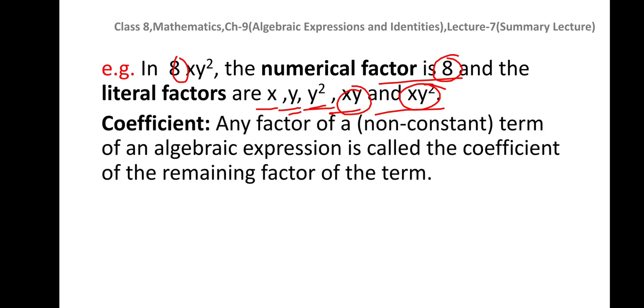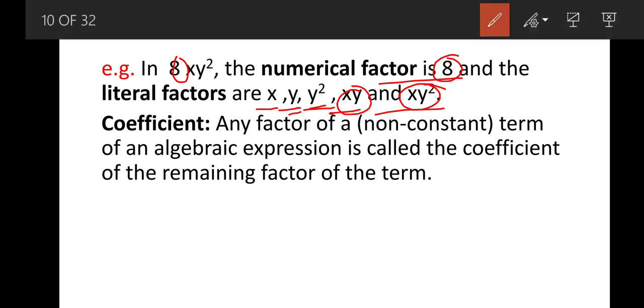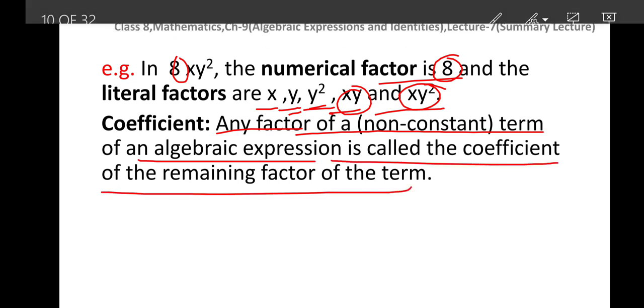Now, what do you mean by coefficient? Any factor of a non-constant term of an algebraic expression is called the coefficient of the remaining factor of the term. To understand this term coefficient, we need to take an example which I will be covering in the next slide. So, by that time just have a look at the definition. Any factor of a non-constant term, the term should be non-constant, of an algebraic expression is called the coefficient of the remaining factor of the term.